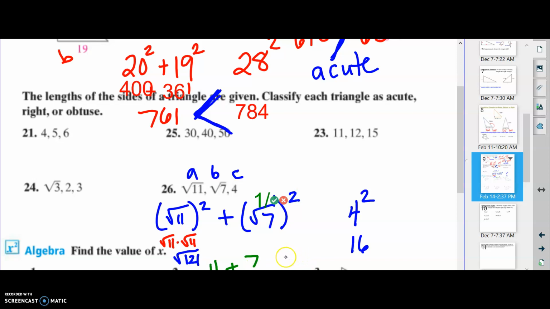Right. So 18, is that equal to 16? Nope. So it is not a right triangle. 18 is bigger than 16. So that means the a squared plus b squared is bigger than 16. Therefore, this would be an acute triangle. Okay, so hopefully that wasn't too hard.